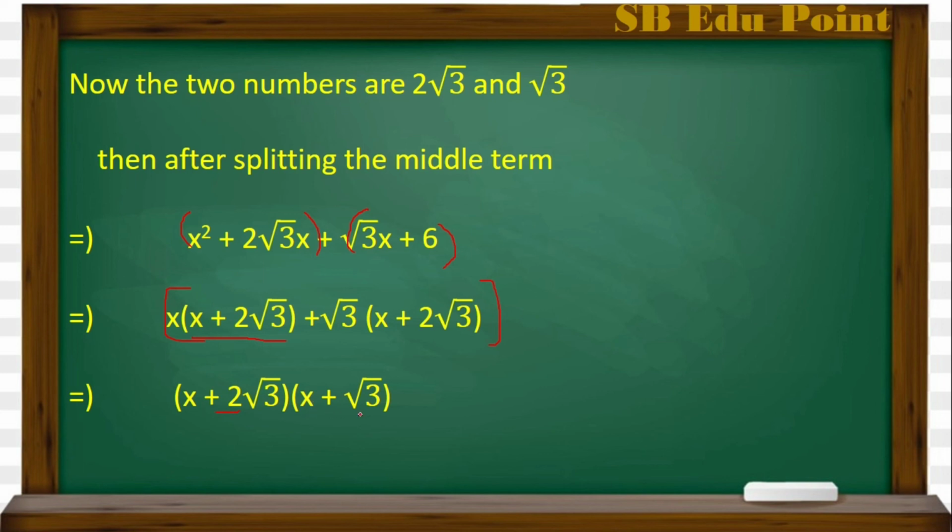Again from this whole expression if I take x plus 2 root 3 common, in the bracket x plus root 3 will be left out, and you can see we have the two factors with us for the quadratic equation x square plus 3 root 3x plus 6. So my two factors are x plus 2 root 3 and x plus root 3.